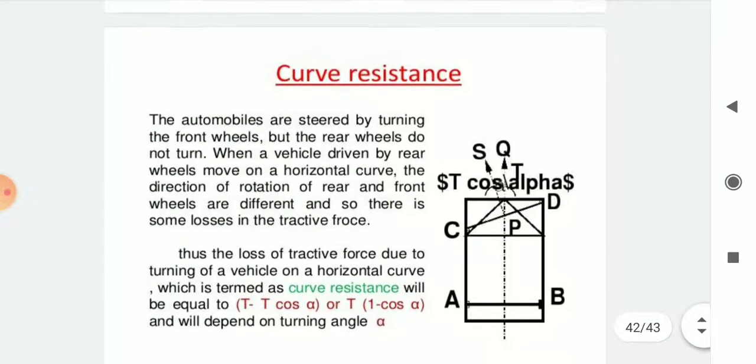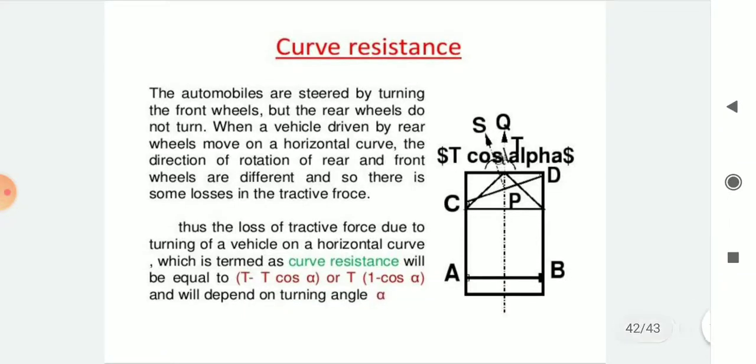Okay. Then what is curve resistance? The automobiles are steered by turning the front wheels, but the rear wheels do not turn. When a vehicle driven by rear wheels moves on a horizontal curve, the directions of rotation of rear and front wheels are different, and so there is some loss in the tractive force. Thus, the loss of tractive force due to turning of the vehicle on a horizontal curve, which is termed curve resistance, is equal to T − T cos alpha, or T(1 − cos alpha), and depends on the turning angle alpha.